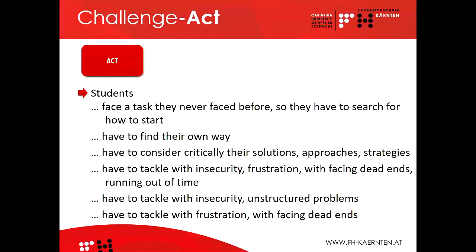The ACT is more or less the other side of it. What's coming to the students from this challenge? There are several things possible. Very important, students have to tackle insecurity. They do not know whether they are on the right way or not. They have to tackle unstructured problems. There are problems they do not know how to handle. And there is quite some frustration. They are sometimes going to dead ends, but that's part of the learning process in what we are doing. So that's part of what we intend them to do.